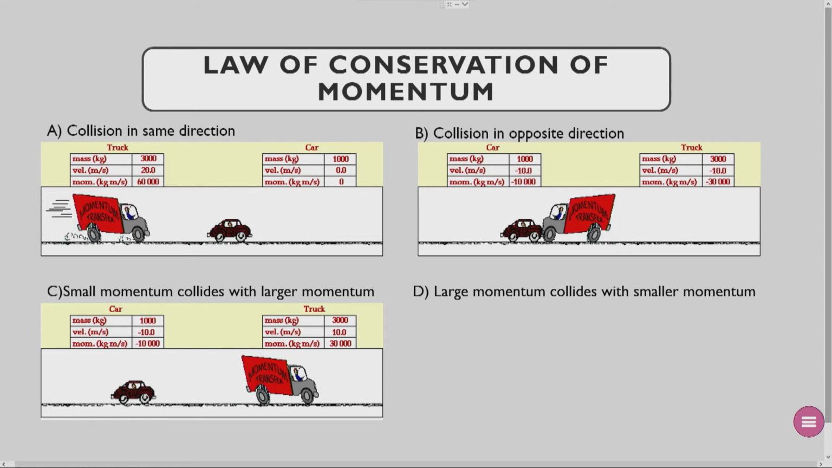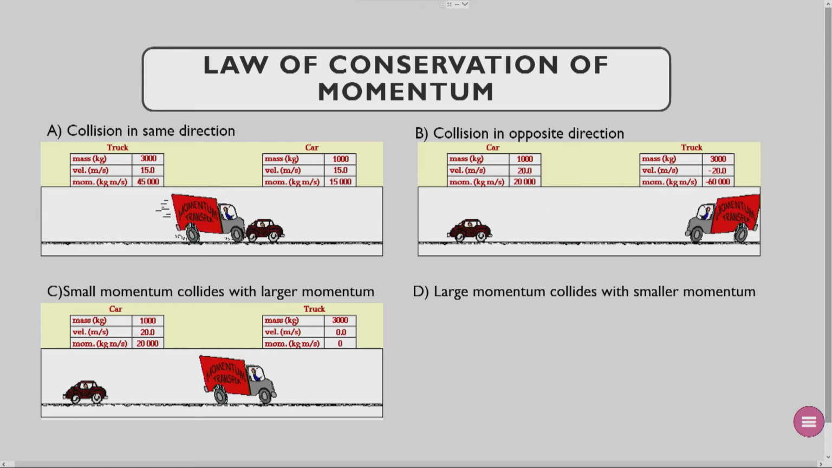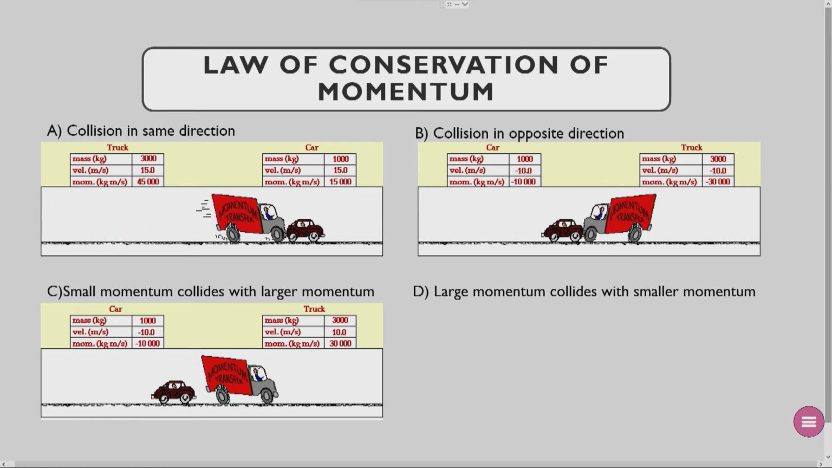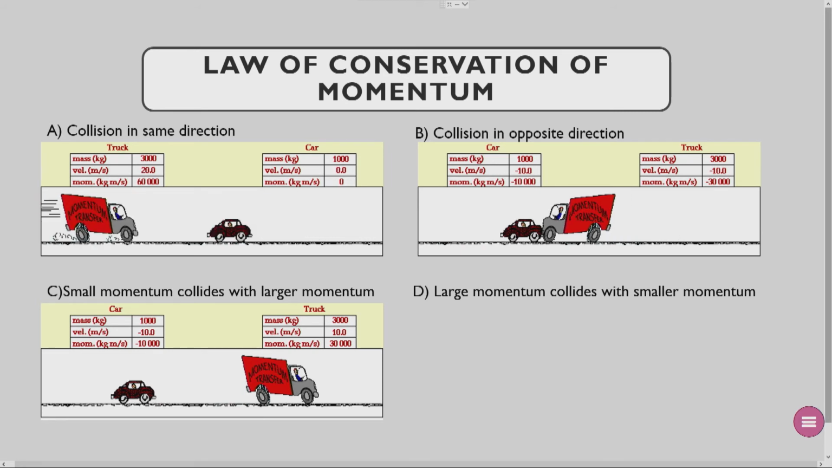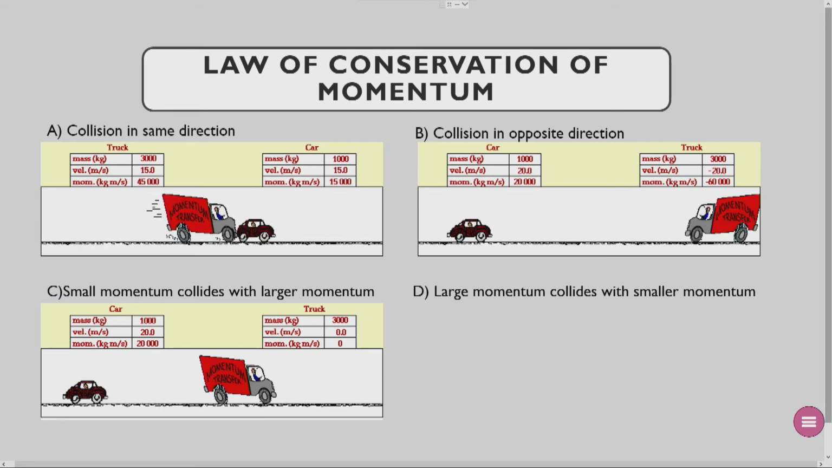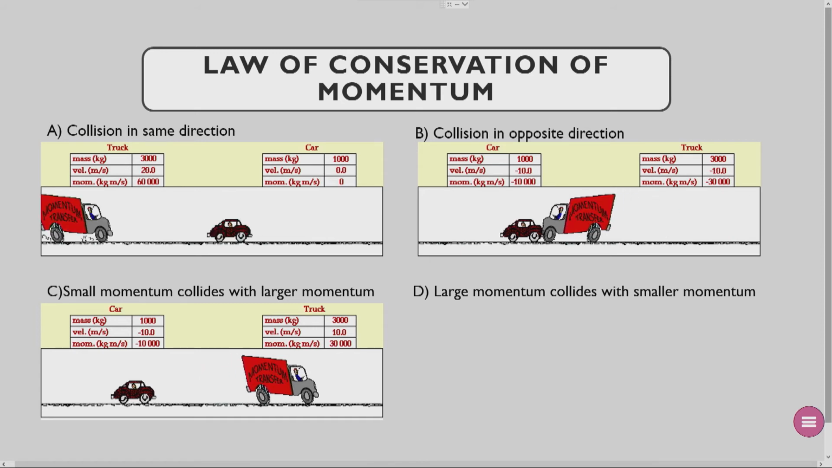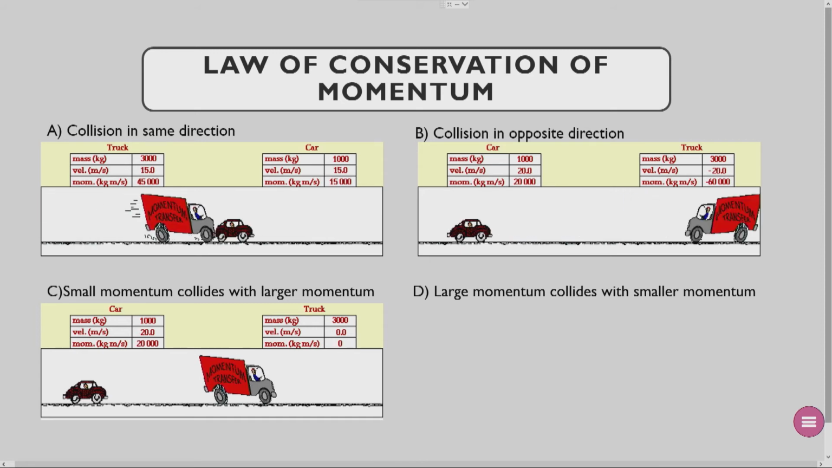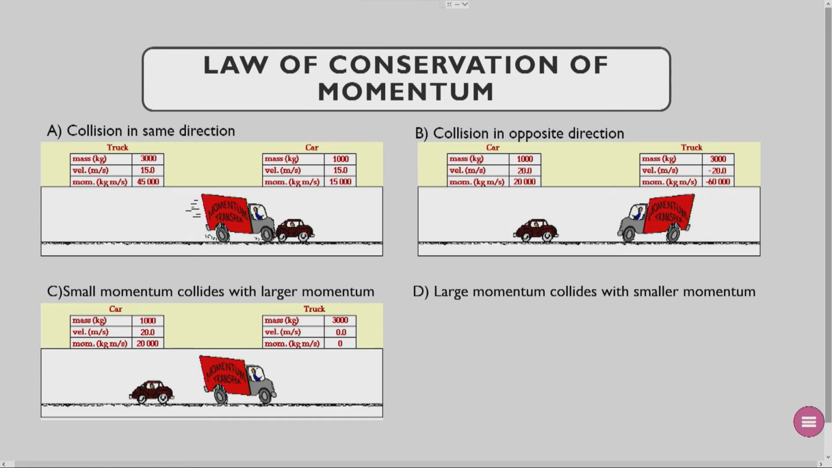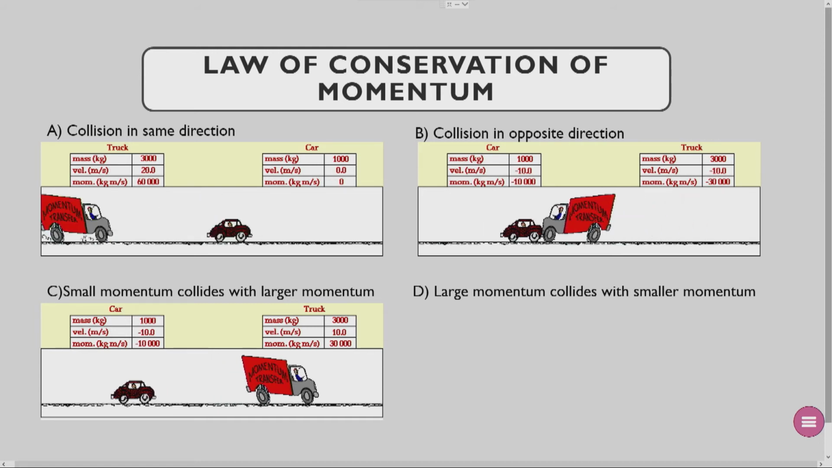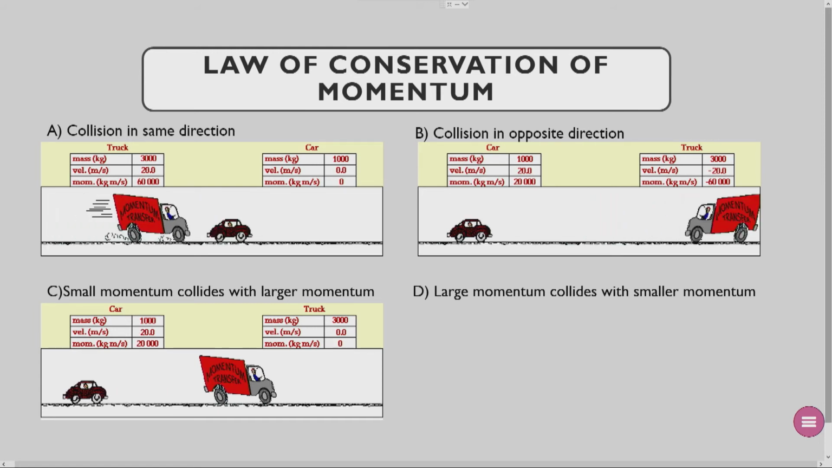Initially, notice that we have a momentum of 20,000 for the car, and the truck is stationary, it isn't moving. So at the collision, notice that momentum is conserved and they are both moving in a different direction. The car begins to go to the left and the truck is going forward.